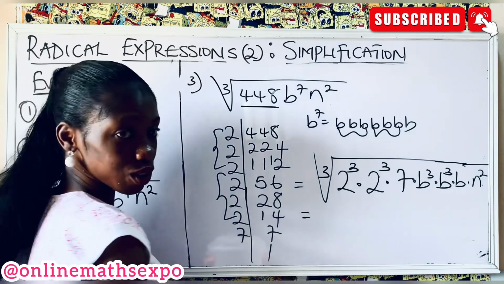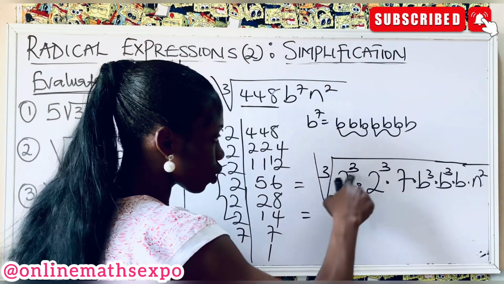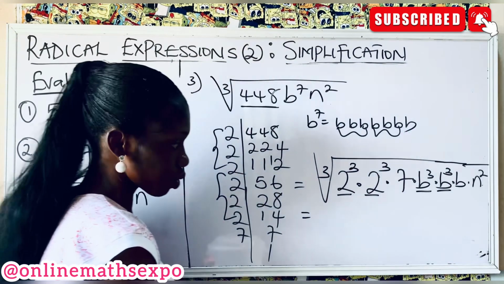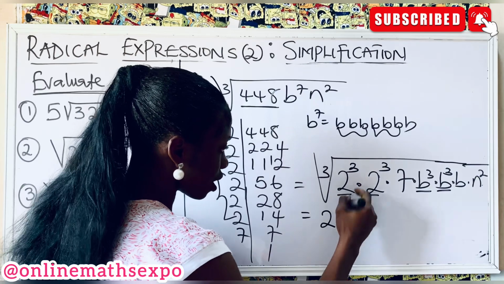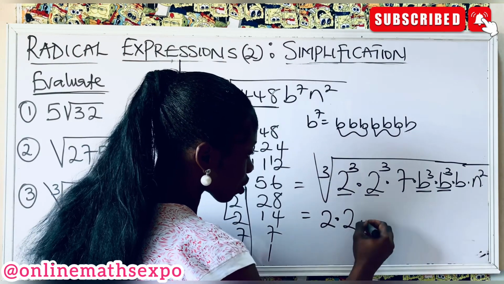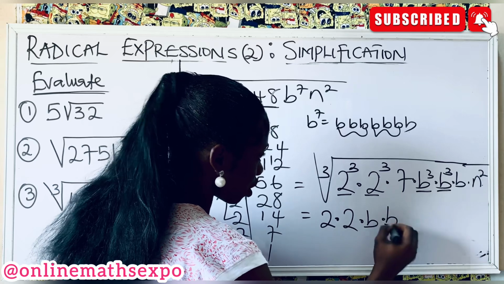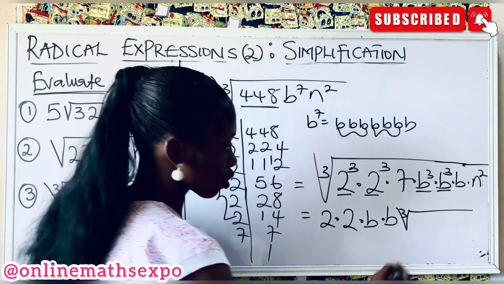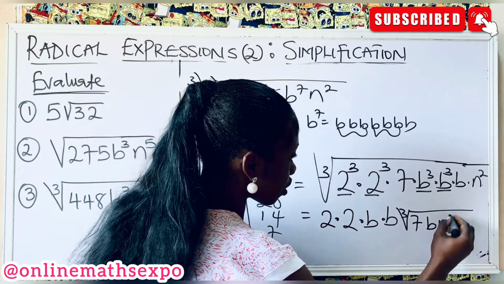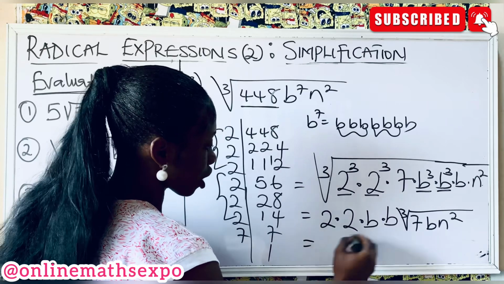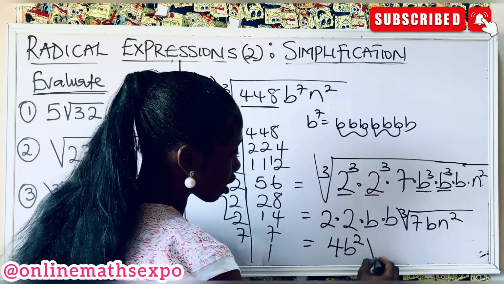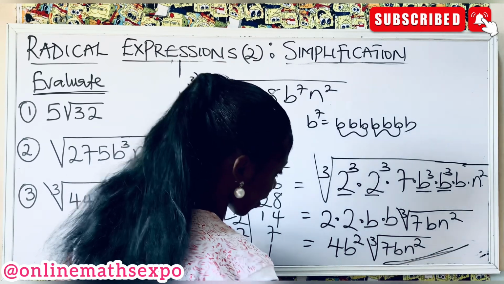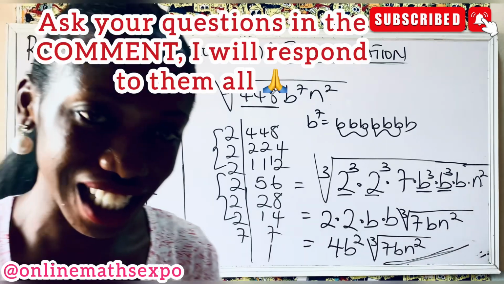At this point, to conclude with your simplification, this cube root will take the cube off. So this one should be taken care of by the cube root. So we have 2 left. Here will be 2. We take this one b. This will also be b. And this one should remain in the cube root. So we have the cube root of 7b n squared. So if you simplify this, you're going to have 4b squared cube root of 7b n squared, and this is your answer. I hope you learned a lot.